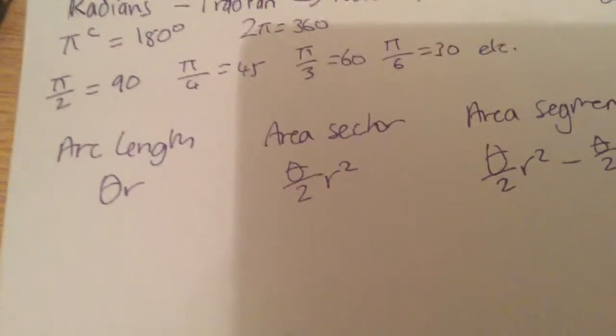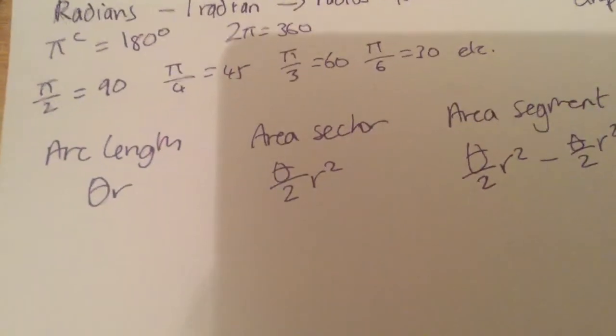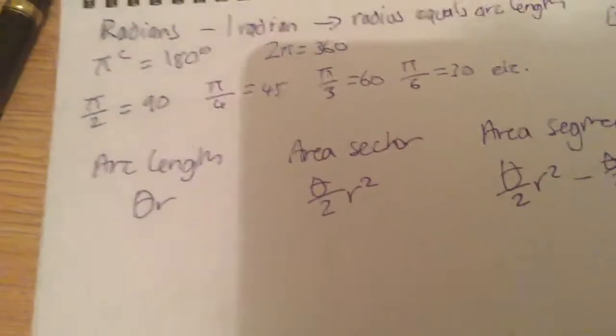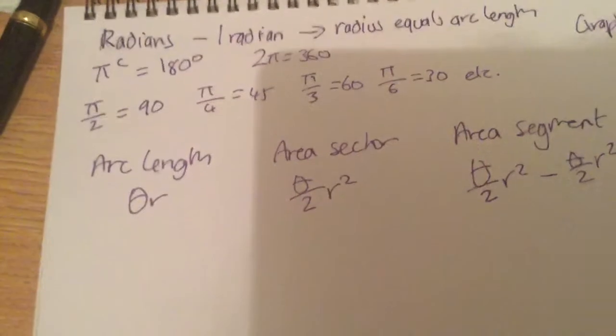The only thing is, instead of writing 0, 90, 180, 270, 360, you will be writing 0, pi over 2, etc., and all the rest of it. That's really all it is for the basics of radians. There are questions you can do with them, of course, but those are the basic concepts.